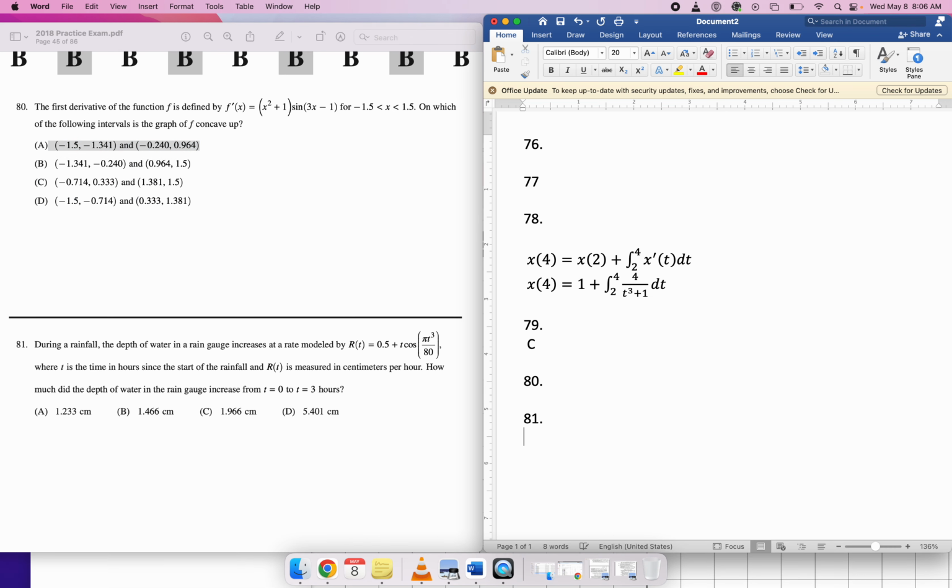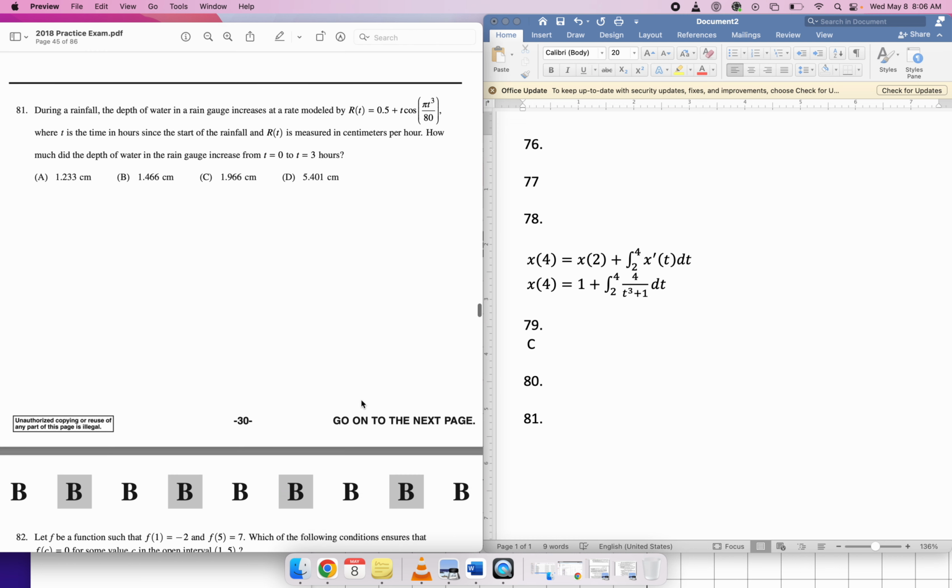Cool. 81. During a rainfall, the depth of water in a rain gauge. What is a rain gauge? I don't know. It measures the amount of rain or something. It doesn't matter. The point is, rain's falling, and the depth of the water in this thing is increasing at a rate modeled by this function. So this is the rate of increase of the amount of water in this thing. Okay, how much did the depth of water in the rain gauge increase from 0 to 3?